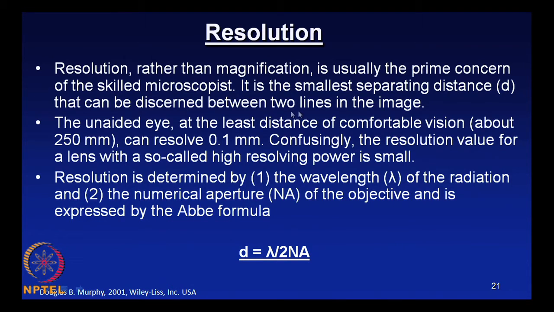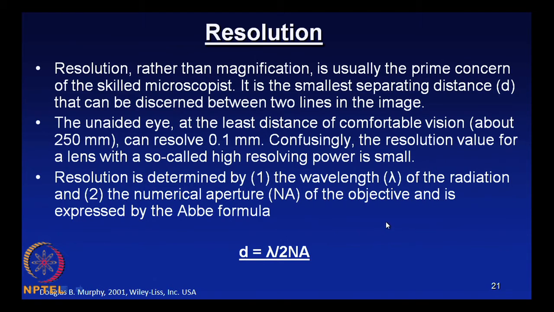But you have to be very careful. Resolution is not magnification. Resolution is the smallest separating distance D that can be discerned between the two lines in the image. The unaided eye at the least distance of comfortable vision, about 250 mm, can resolve 0.1 mm. Resolution is determined by one wavelength, lambda, of the radiation and the numerical aperture, NA, of the objective lens, and it is expressed by Abbe's formula, D equals lambda divided by 2 times numerical aperture.